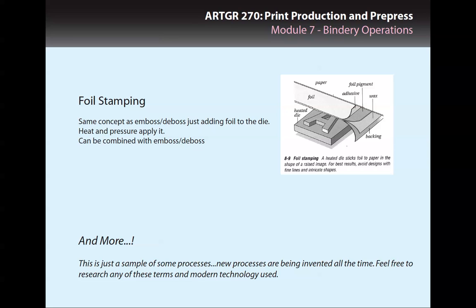A lot of times it's used just for lettering, but it can also be used for simple shapes. Foil stamping, you don't really get photographic detail, and you can't use halftones with it, so it's really solid linear graphic type shapes that you get foil stamped.